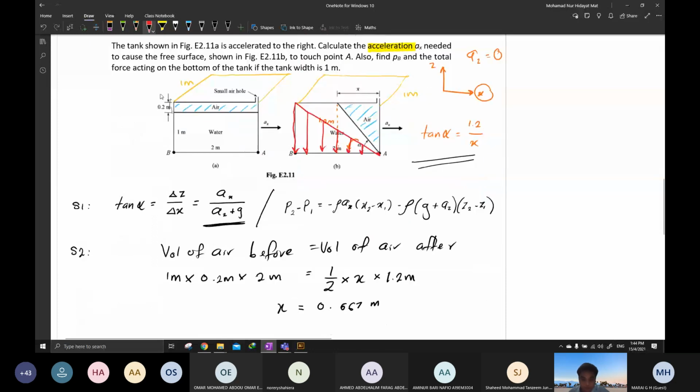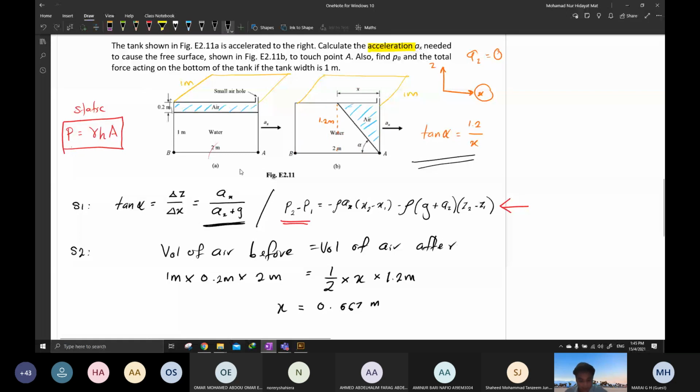Can you see this one, the second term, rho Z? You cannot use this pressure formula, gamma H, because this is accelerating. This is static. For this case, this is accelerating, having a motion. So we need to use this equation: pressure at point 2 minus pressure at point 1. Let me delete that.